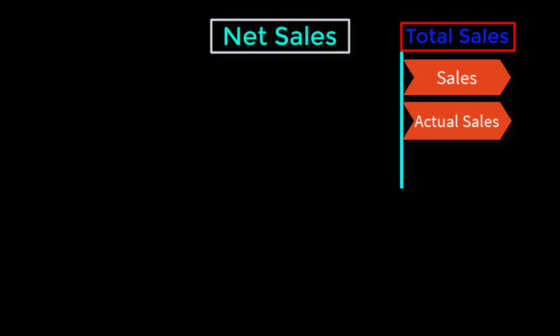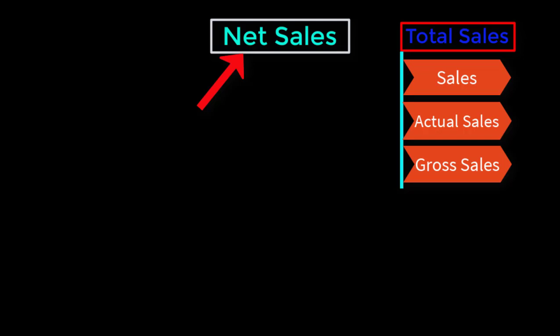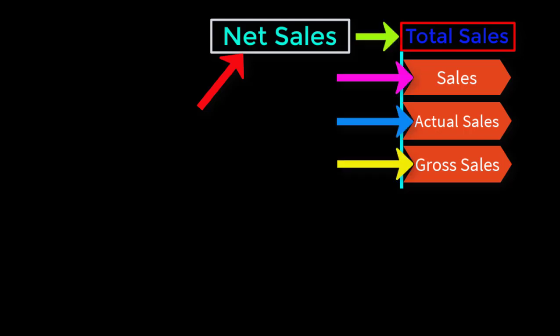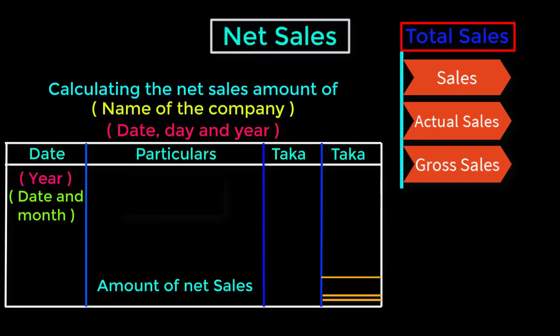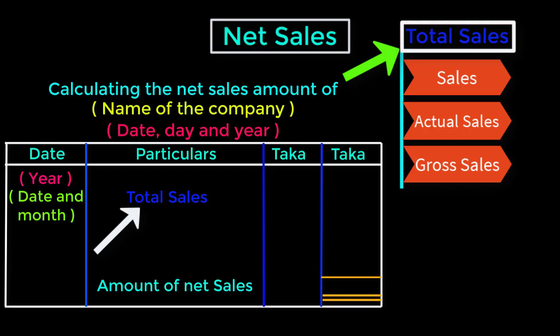To determine the net sales amount, first of all, we have to find out whether any of these words are mentioned in the question paper. We will write the word that we get among these words here in this box. Suppose we have this word total sales in the question paper. Therefore, we will write here total sales like this. And here we will write the amount of total sales.